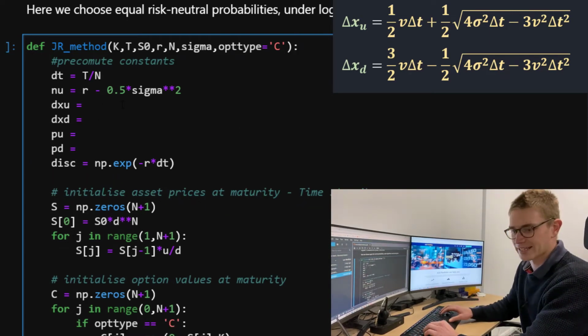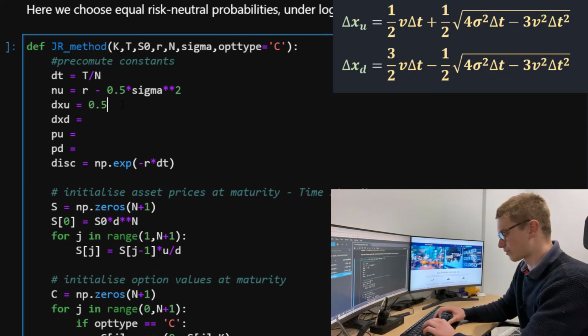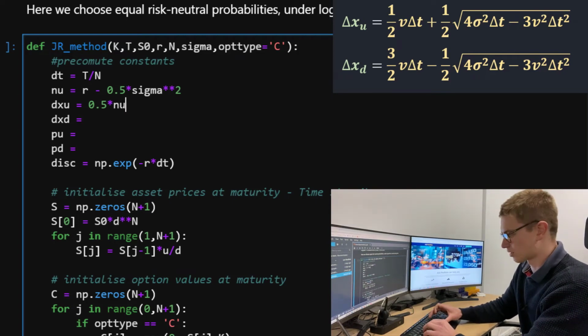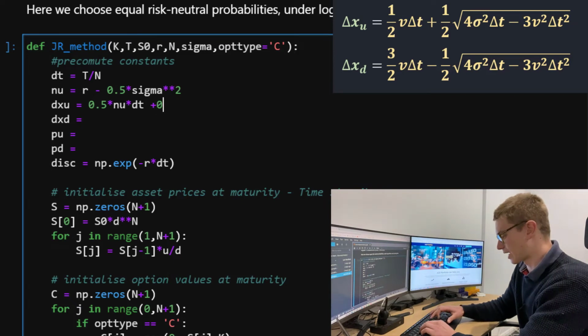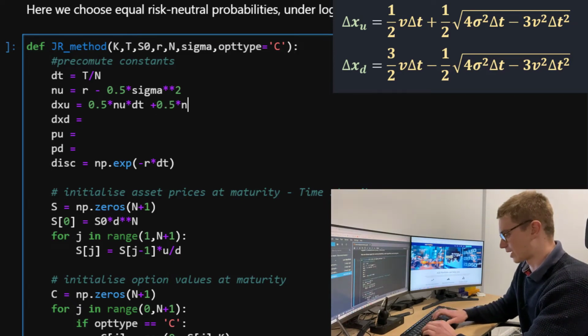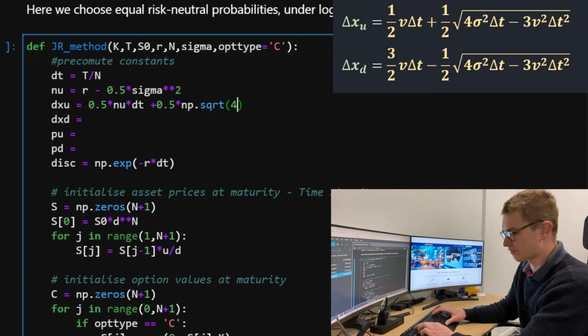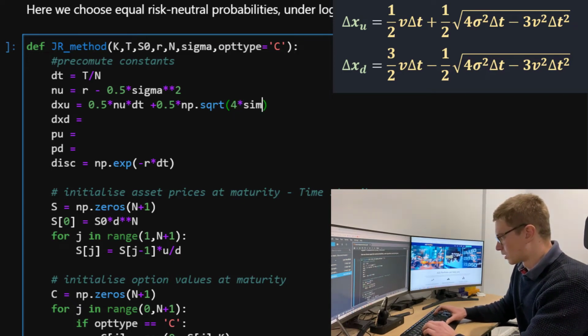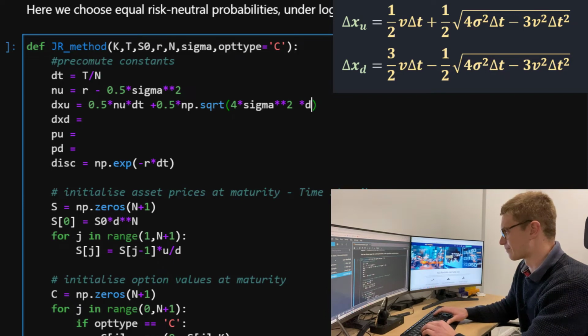So for dx up, we're going to have 0.5 times nu times dt. Now then we're going to have a half times NumPy square root of 4 times sigma to the power of 2 times dt.